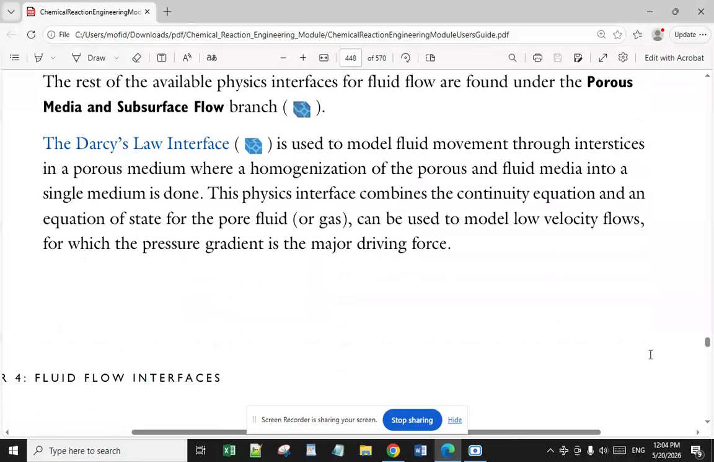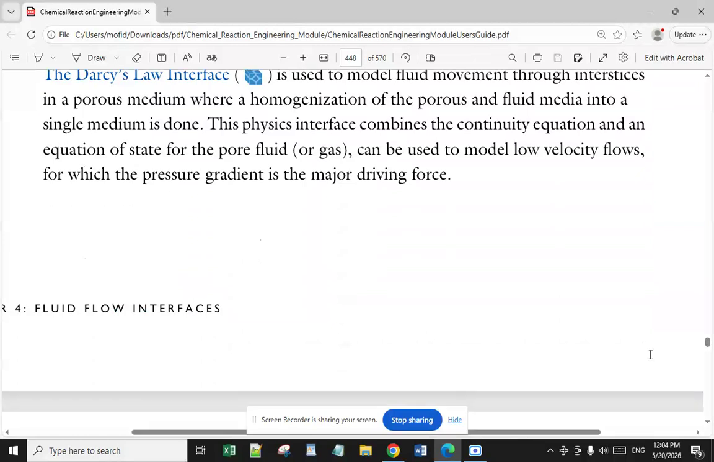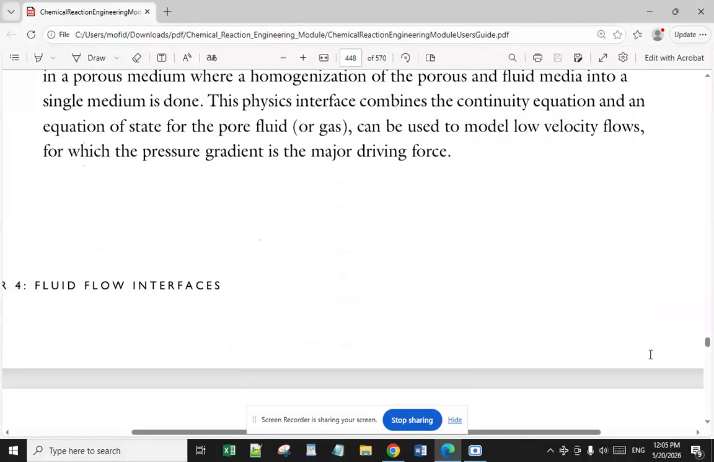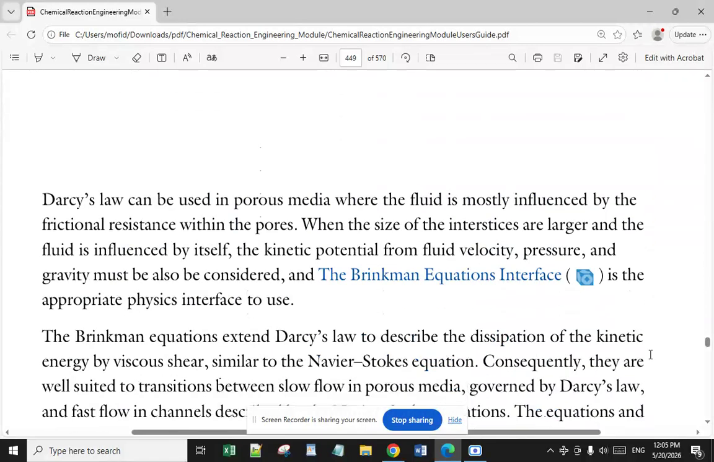The Darcy's Law interface is used to model fluid movement through interstices in a porous medium, where a homogenization of the porous and fluid media into a single medium is done. This physics interface combines the continuity equation and an equation of state for the pore fluid or gas. It can be used to model low velocity flows for which the pressure gradient is a major driving force.